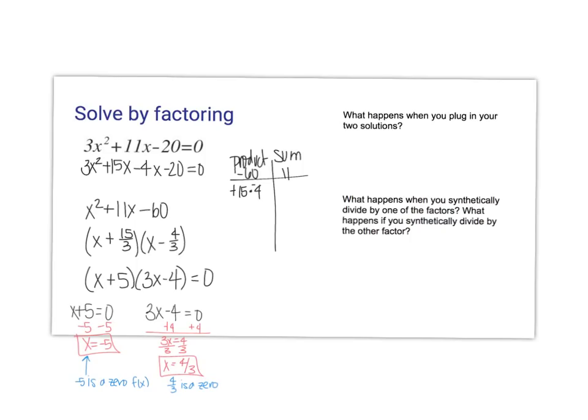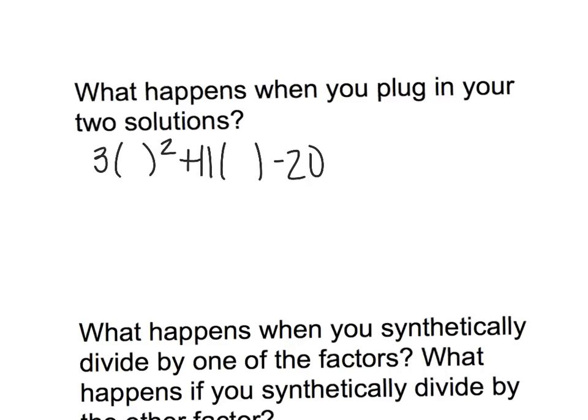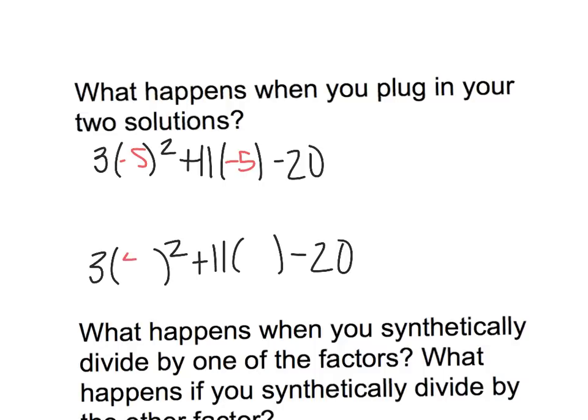So we've got a couple questions over here. The first question says, what happens when you plug in your two solutions? Okay, so I'm going to go back to the original problem, which, recall, was 3x squared plus 11x minus 20. I'm going to do this twice, so 3x squared plus 11x minus 20, and I'm going to plug in the two values that I got for 0. So I'm going to plug in negative 5, because that was one of them, and then I'm also going to plug in 4/3. And then we could type it all in the calculator, or you can do it by hand. I'm going to do it by hand because I don't have a calculator with me.